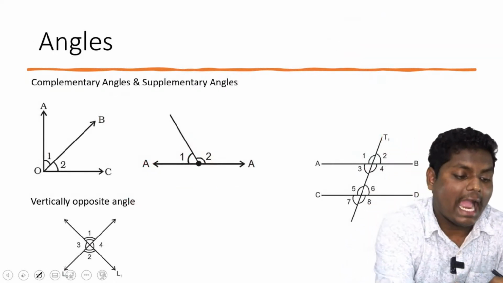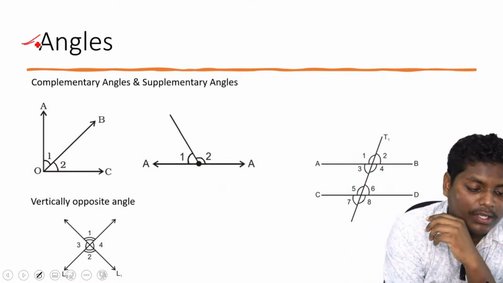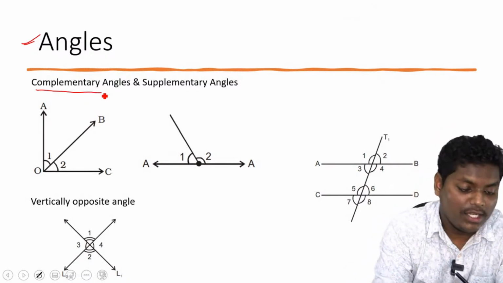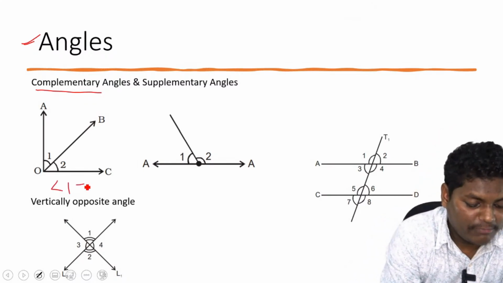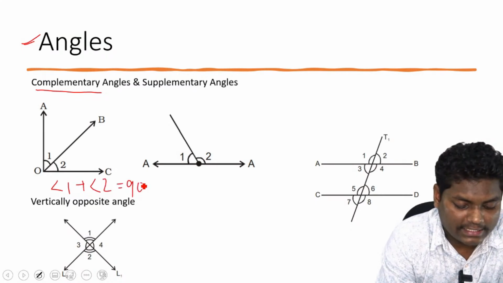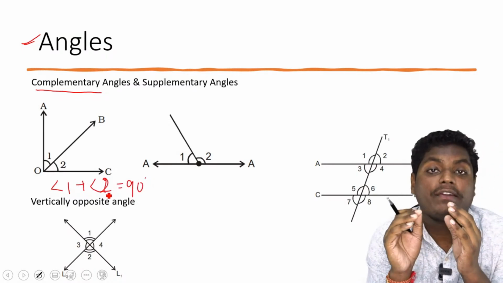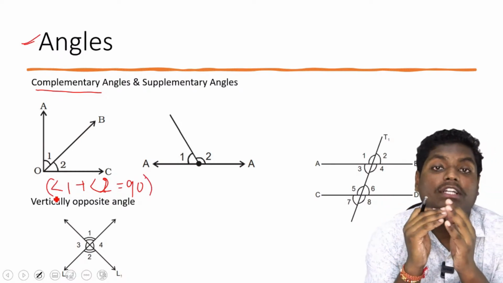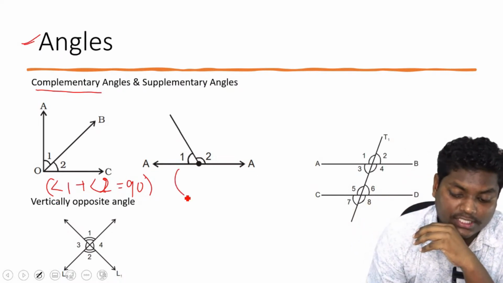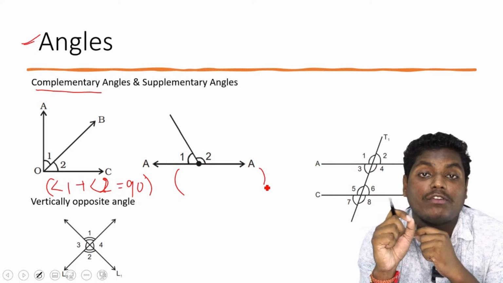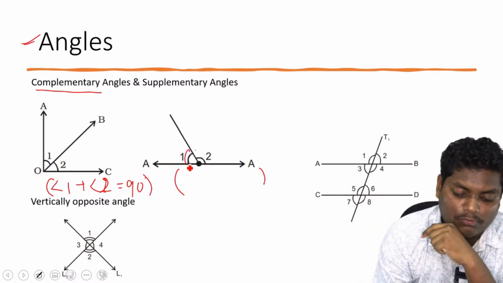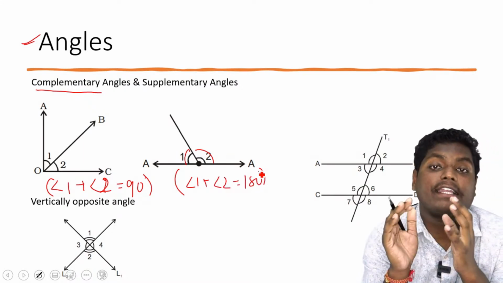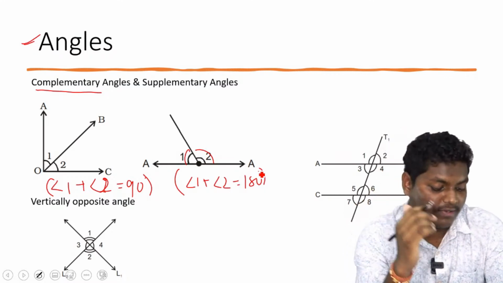Now moving to angles. We know that there are complementary angles and supplementary angles. What are complementary angles? If we add 2 angles and the value is 90 degrees, so 2 angles are said to be complementary if their summation is equal to 90 degrees. Now what are supplementary angles? For supplementary angles, the summation would be 180 degrees. So angle 1 plus angle 2 will give us 180 degrees. This is what complementary and supplementary angles are.